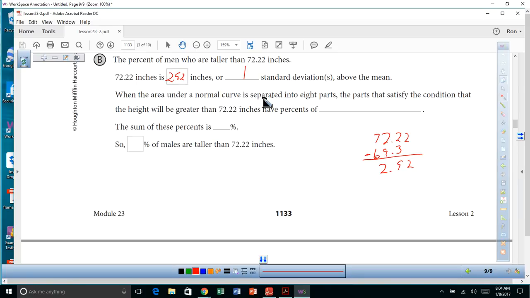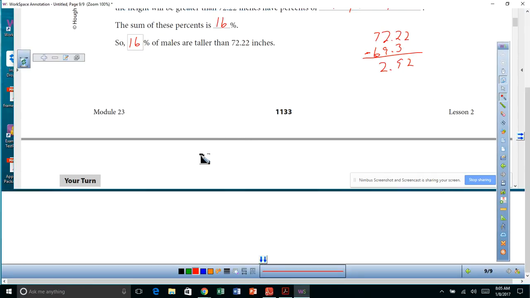When the area under the curve is separated into 8 parts, the parts that satisfy the condition that the height is greater than 72 inches have percents of 13.5%, 2.35%, and 0.15%. The sum of these percents is 16%. And so 16%. And let's just draw a real quick curve right here.